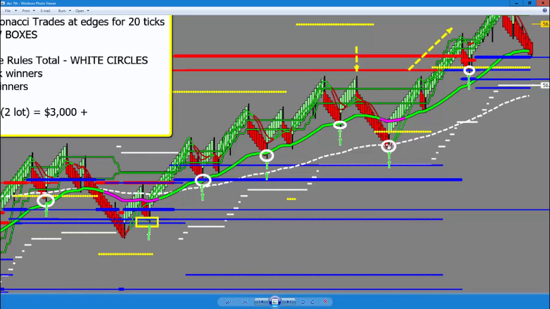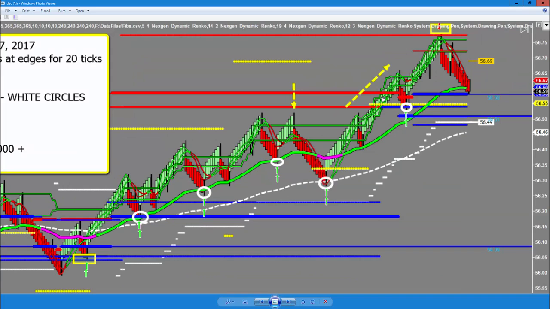So right here was the place where we talked about in our classroom taking another trade. So again, this trade made 10 and then +1. This trade made 20. And this was really our target up here at 56.58. And you can see what happened.